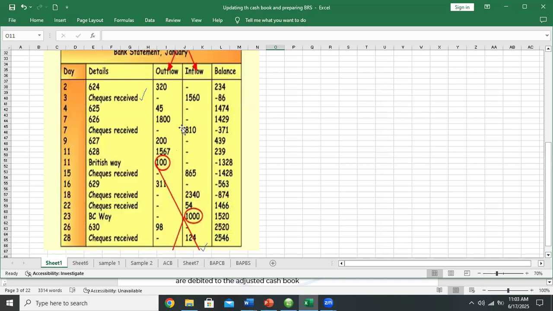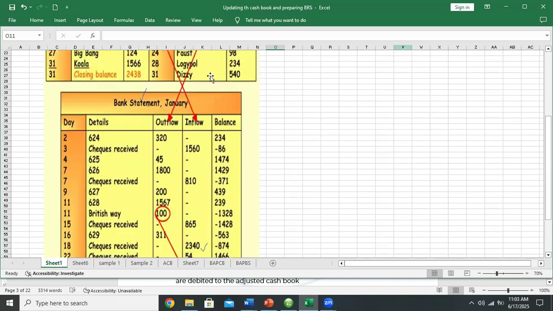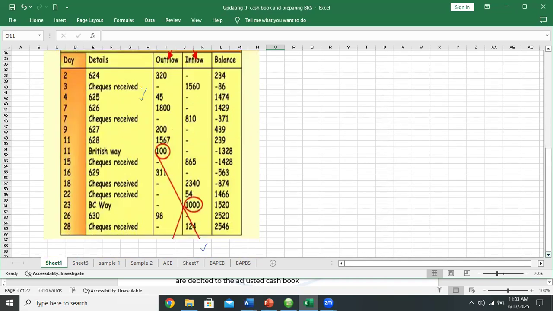The bank has not debited, or the supplier has not brought it for it to be withdrawn from our bank account, right? So you note that figure somewhere, as well as 540 paid to Dizzy. That one too is not in the bank statement. So for this illustration, we have one uncredited check and two unpresented checks. Professors, let me pause for questions. Any question?